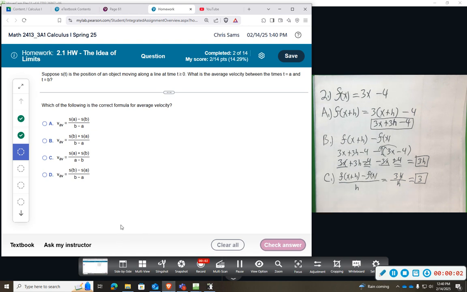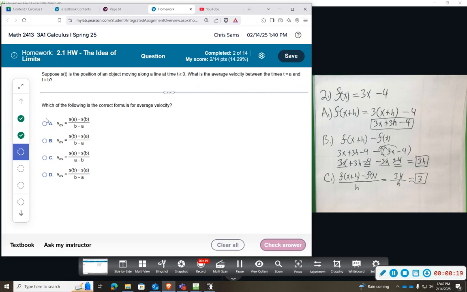Number 3 says, suppose S(T) is the position of a moving object along a line, where T is greater than or equal to 0. What is the average velocity between times T equals A and T equals B?